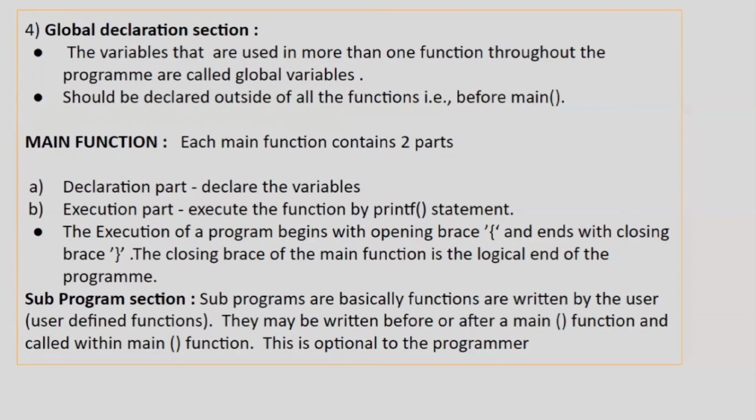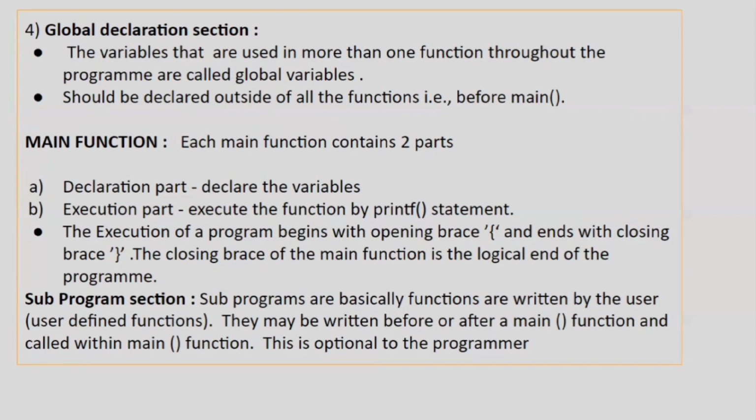What do you mean by main function? The main function has two parts, the declaration part and the execution part. The declaration part declares the variables, and the execution part executes the function using the printf statement. The execution of a program begins with the opening brace and ends with the closing brace of the main function, and it is called the logic end of the program.